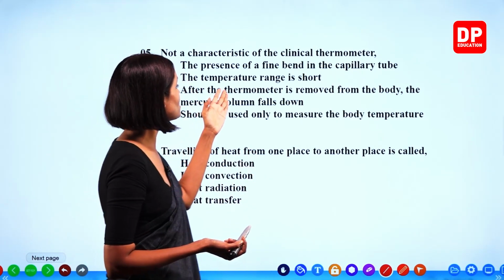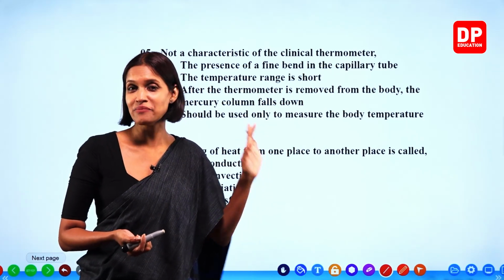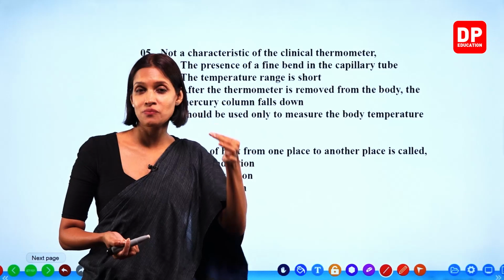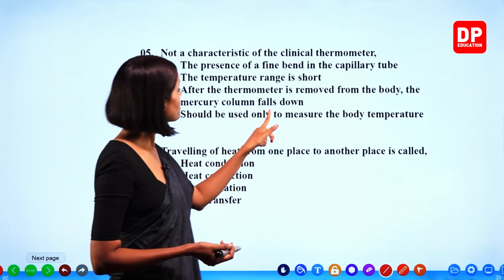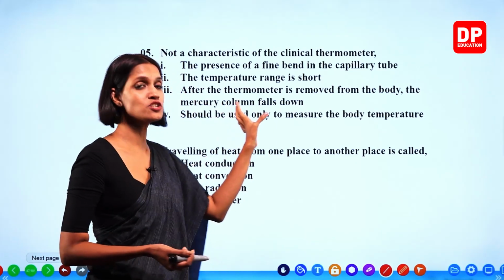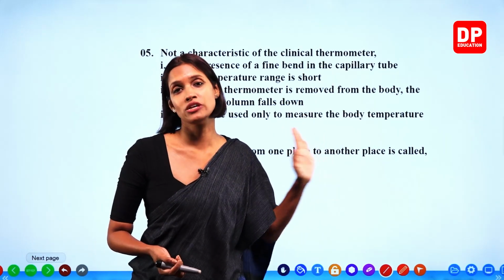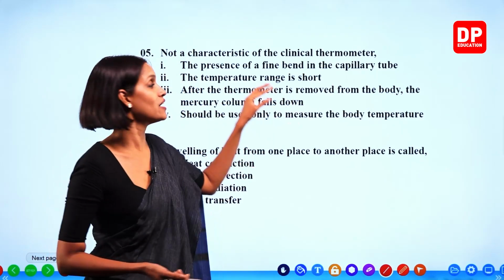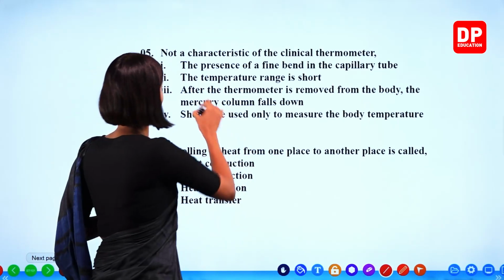Okay? After the thermometer is removed from the body, the mercury column falls down. But that won't happen. Why? Because of the presence of the fine bend, we have enough time to read the thermometer reading without it falling down. Okay? Should be used only to measure the body temperature. This is also correct, children. Right? Because it has a shorter range, we cannot use it to measure the other temperatures, like the temperature of boiling water. No, we cannot. Okay? So, not a characteristic. Falling down or dropping of the mercury column will not happen in the clinical thermometer. Right?